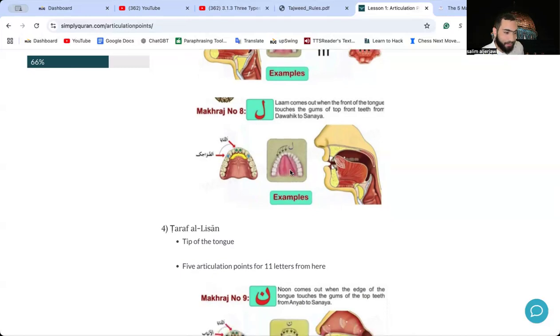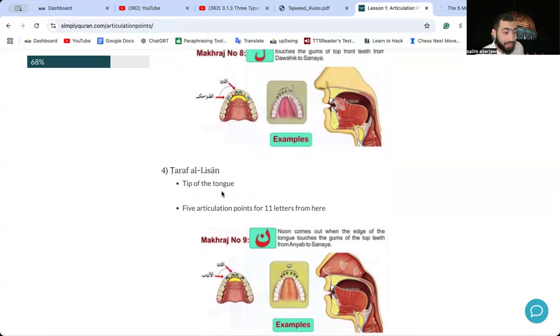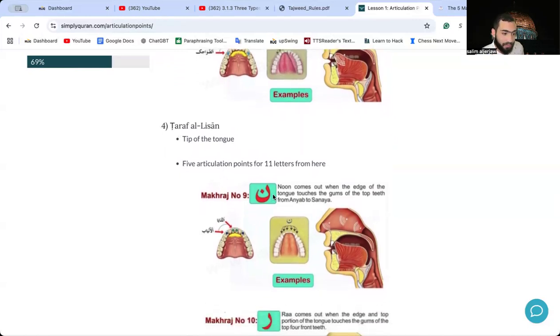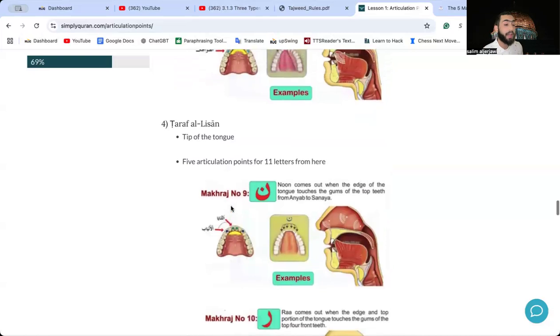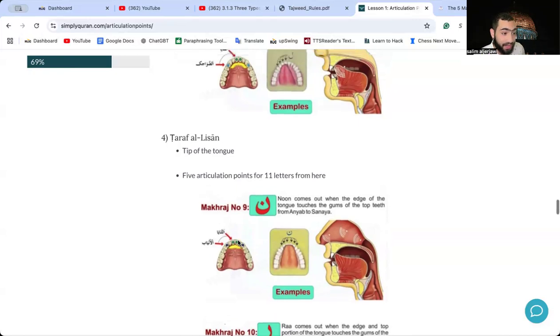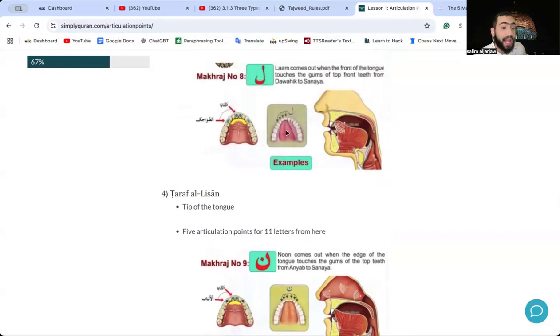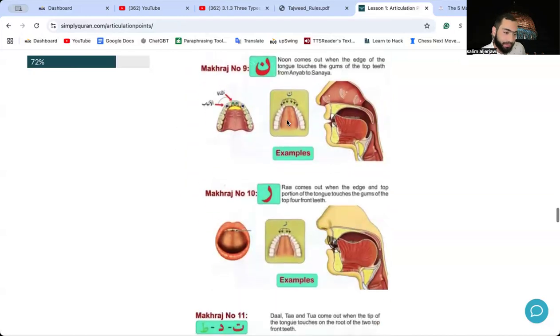Right. Okay. Wonderful. Now, what about noon? It says taraf al-lisan, which is the tip of the tongue. The tip of the tongue, for the noon, is going to touch a similar area to the lam, but not exactly as lam. Look, il, in. Now, what's going to be different in this case? Look, in the noon, the tongue will be straightforward, right? Touching this area right here. On the other hand, il, the tip will touch either here or here, either way, but it's going to make the sound lam. Il. Okay. That is wonderful.